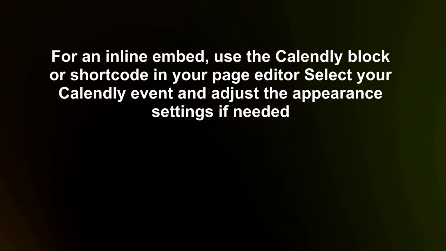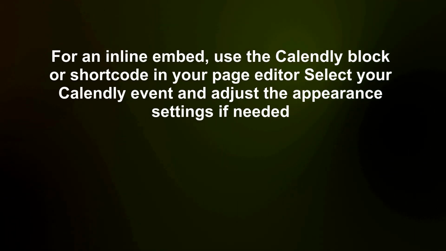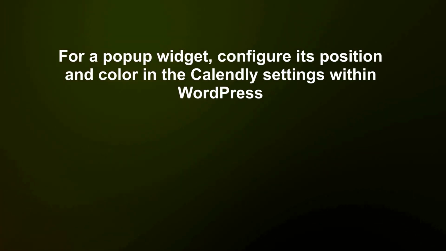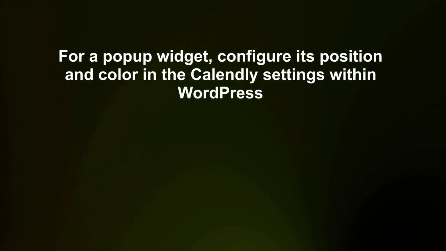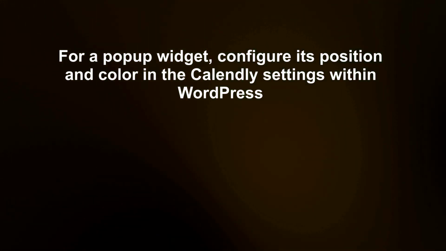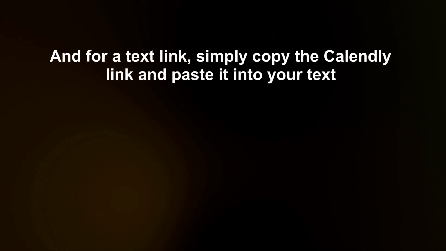Select your Calendly event and adjust the appearance settings if needed. For a Popup widget, configure its position and color in the Calendly settings within WordPress. And for a text link, simply copy the Calendly link and paste it into your text.